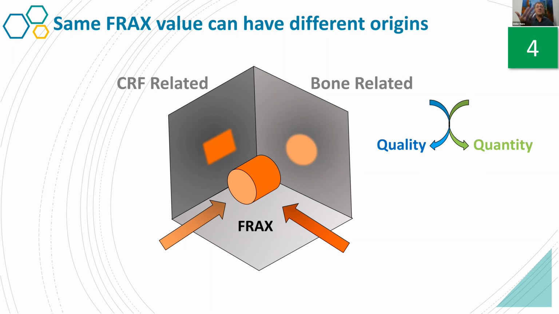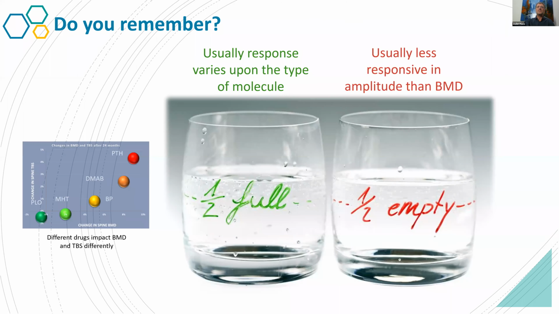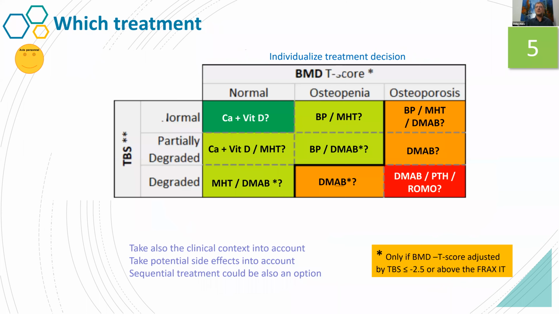Although you can combine that because with the previous fracture, for example, you still have a residual risk, and then giving a good treatment can reduce the future risk of fracture, but may not impact much of the bone, but mostly the overall risk. Now it can be bone related, and if it's quality or quantity, then you have a slightly different profile. So if I put that in the context of the half full and half empty, and the fact that a different type of molecule will impact the BMD and the TBS differently, then you can use that to your advantage.